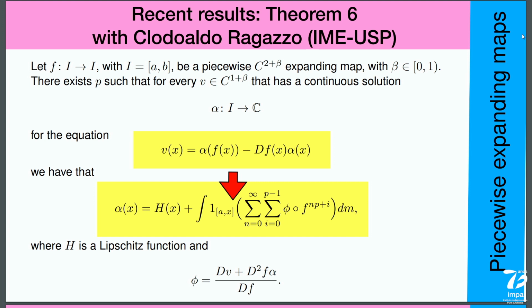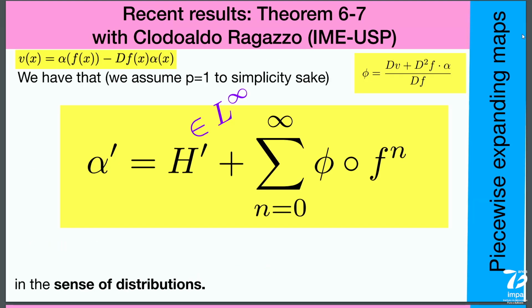This is for piecewise expanding maps, so you can have discontinuities. You can have many branches and discontinuities. The main result is kind of technical, so I'm going to clean this for you here.